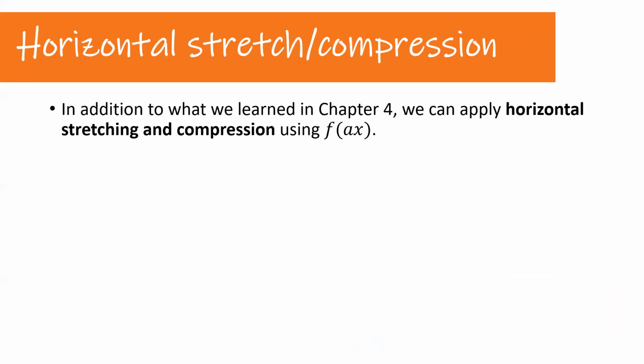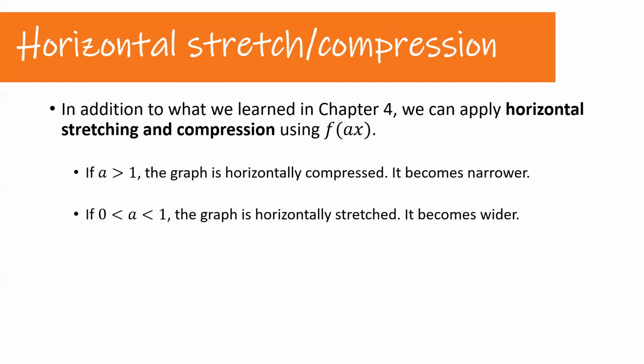Now, previously we had talked about the vertical and horizontal shifts, and we also talked about vertical compression and stretch. We can also talk about horizontal stretch and compression here, which is similar but slightly different. So if we have f of a times x, so anywhere we see an x, we're multiplying it times a, we are going to horizontally stretch or compress it. If our a is greater than 1, we are horizontally compressing it, so it becomes narrower. If a is between 0 and 1, then it's horizontally stretched and it becomes wider.